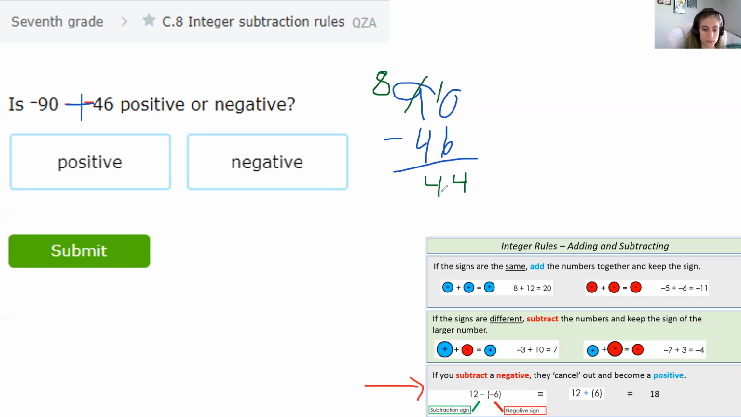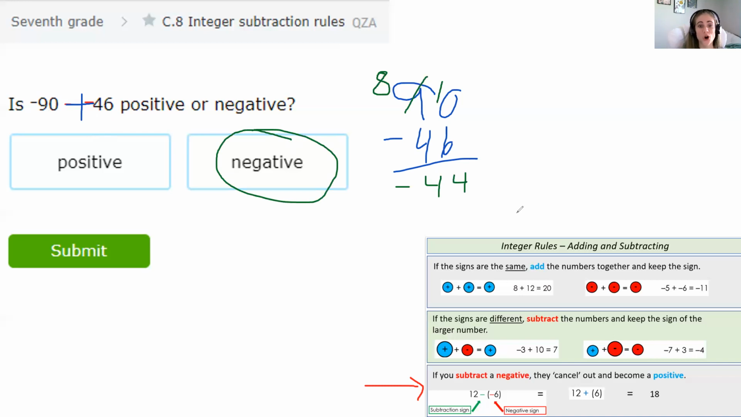Because they were different, that means we keep the sign of the larger number. Which number is larger? Sorry, which number is larger, 90 or 46? 90 is larger, and 90 was negative. So our answer is a -44.